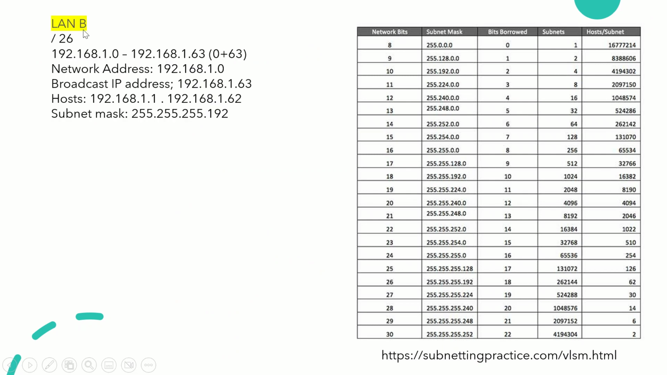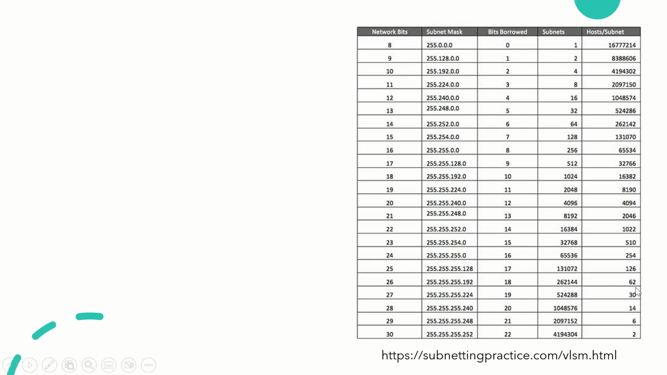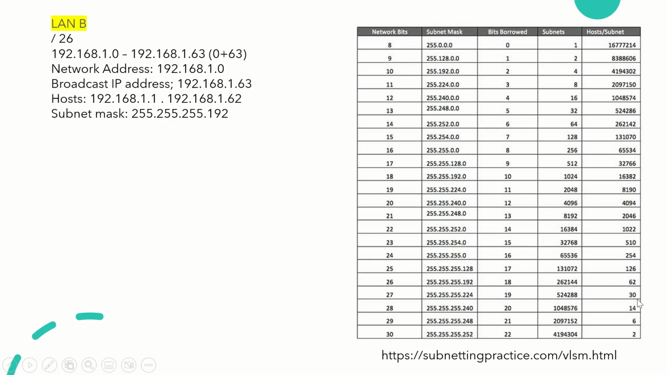First, we can start with LAN B. How many hosts do we have? We need to have 35, and it means you should use 62 hosts here, as you can see in the table, 62, because 30 is not enough for us. We need to have 35. And in this situation, you should use /26. This is the prefix length. And this is your subnet mask that you should use here.